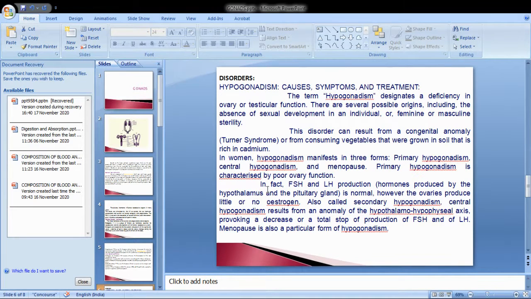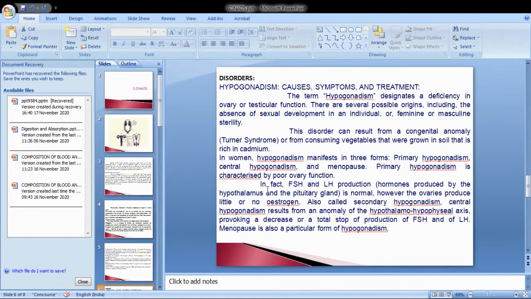In fact, follicle stimulating hormone and luteinizing hormone production, that means hormones produced by the hypothalamus and the pituitary gland, is normal. However, the ovaries produce little or no estrogen, which is also called secondary hypogonadism. Okay, ovaries produce little or no estrogen, we call that secondary hypogonadism.